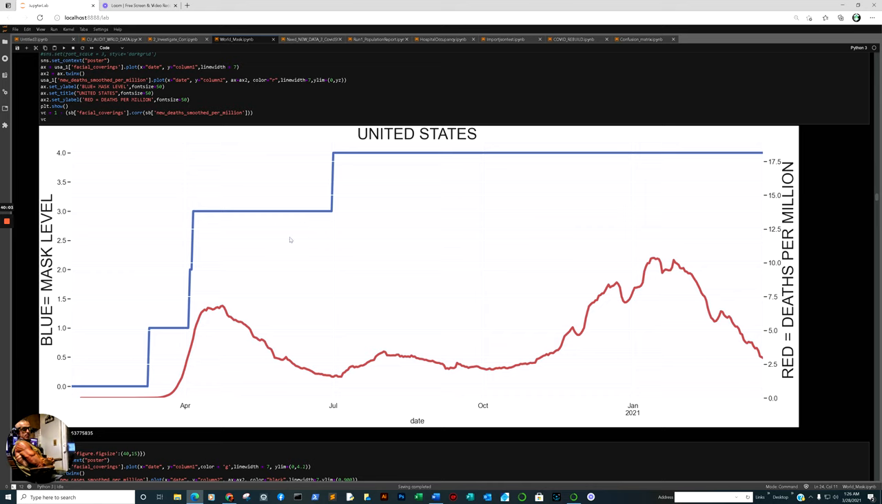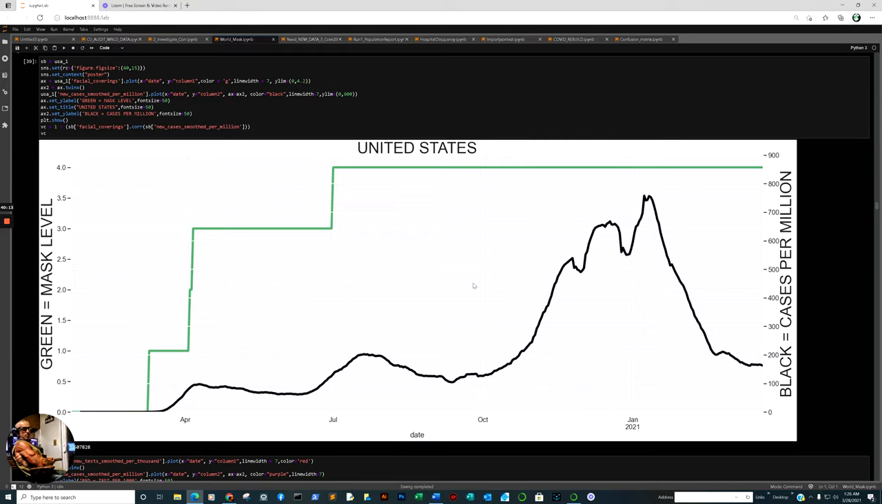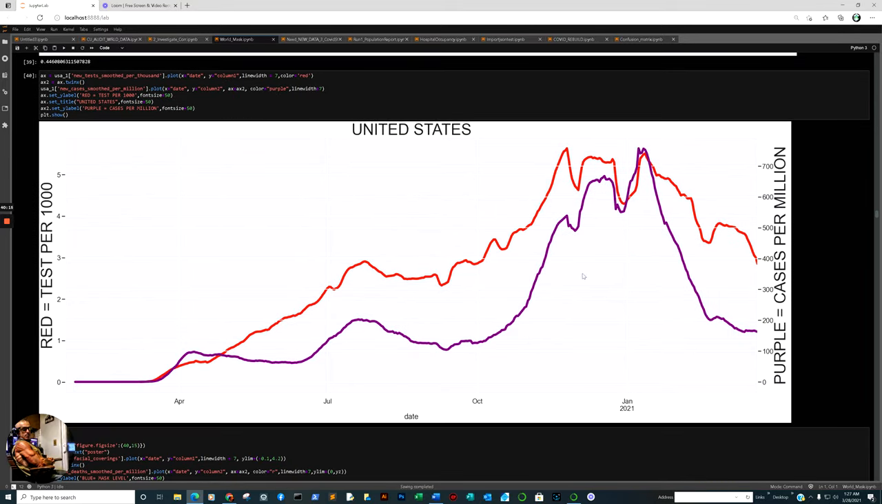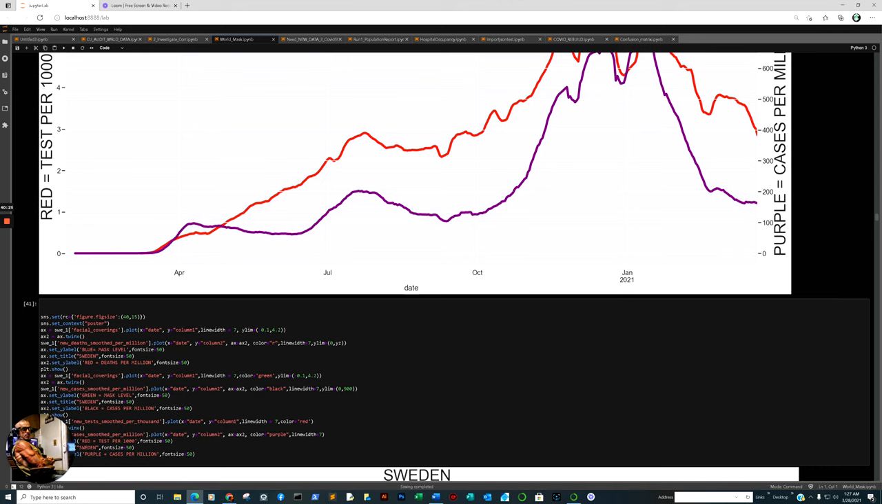But let's look at the cases. This is the mask thing. This is the deaths. If you could find a correlation or a causative relationship, go for it. Cases per million, United States, this is tests per 1,000, cases per million. And nice separation there. About the same as it was right there.